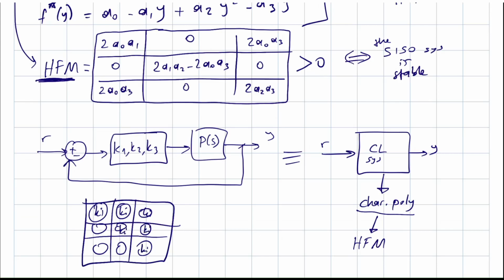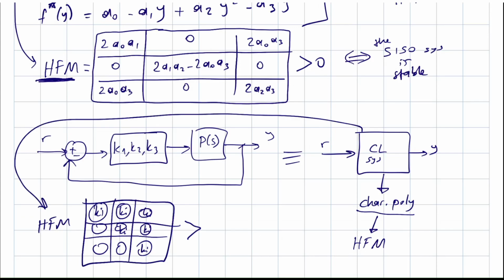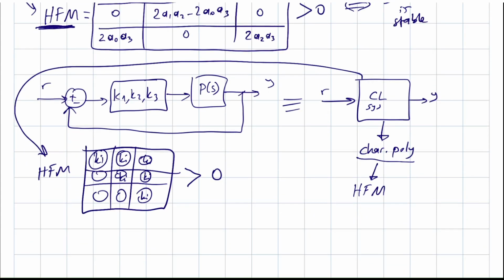Then this Hermite-Fujiwara matrix, corresponding to this closed-loop system, must be positive definite, and by using that constraint, you can determine what your controller parameters k1, k2, k3 should be.